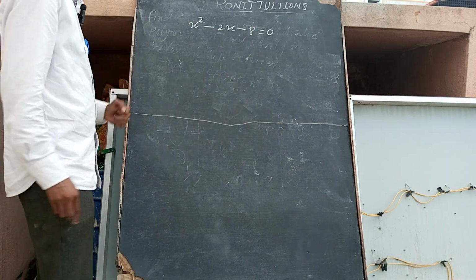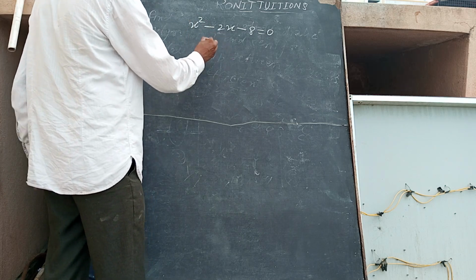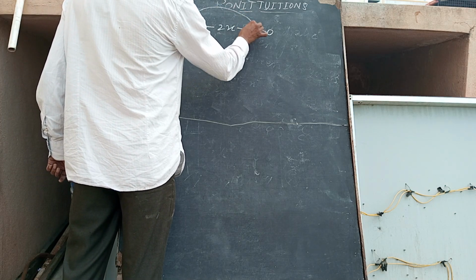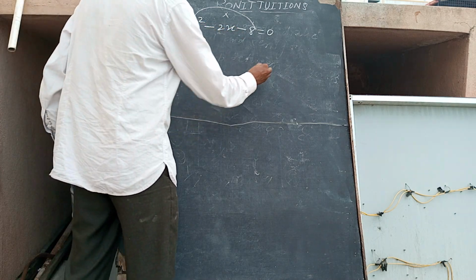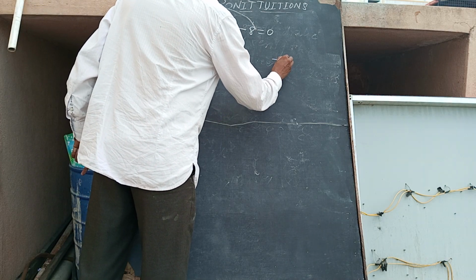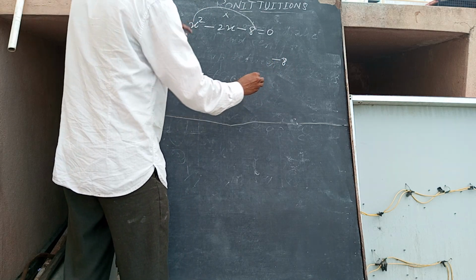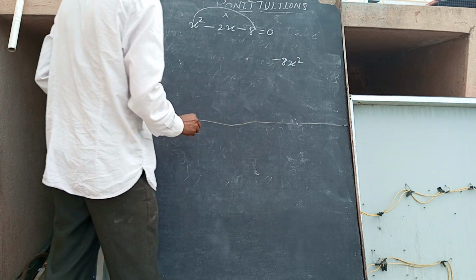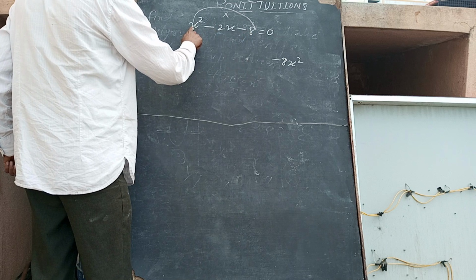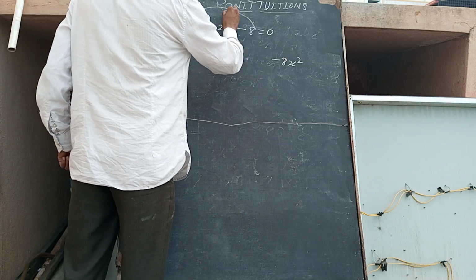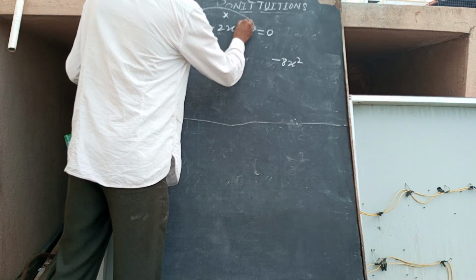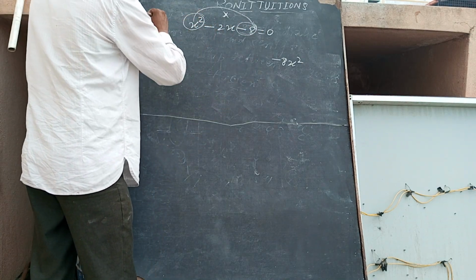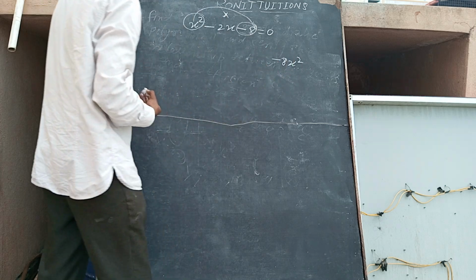Now finding the zeros. First of all, by the factorization method, we have to multiply this number with this number first, means x square multiplied by minus 8. So minus 8 into x square, minus 8x square will come. This number and this number, whatever things are there, should be multiplied first. So we got minus 8 multiplied by x square, we got minus 8x square.